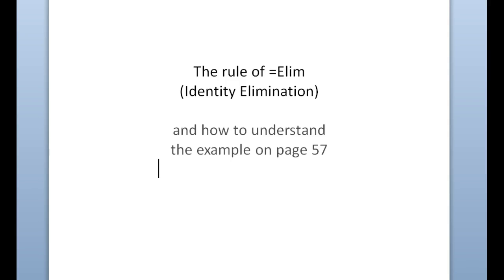Okay, this is going to be a short video to help you understand the rule of identity elimination. It's explained on page 56 of the textbook, and there's an important example on page 57, and then a "you try it," and many people have trouble understanding the example because of the symbolism that's used to explain the rule.